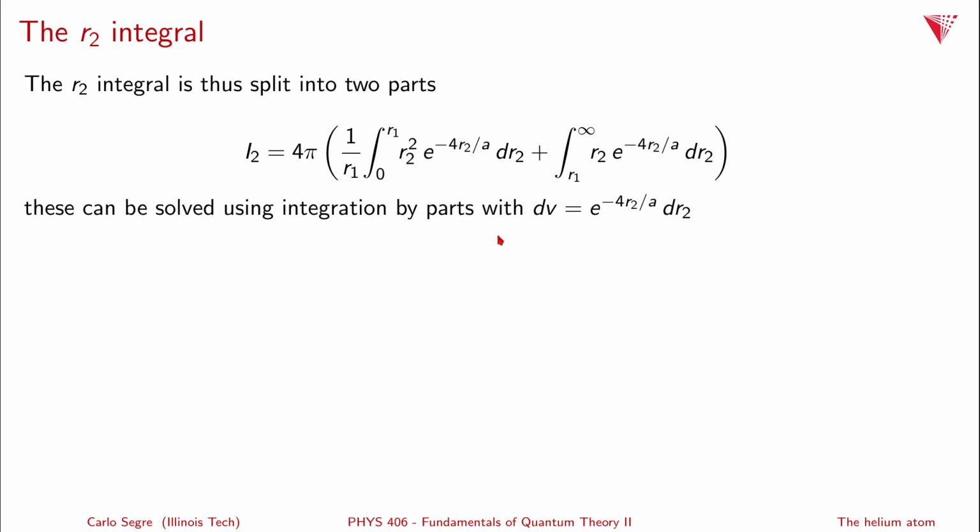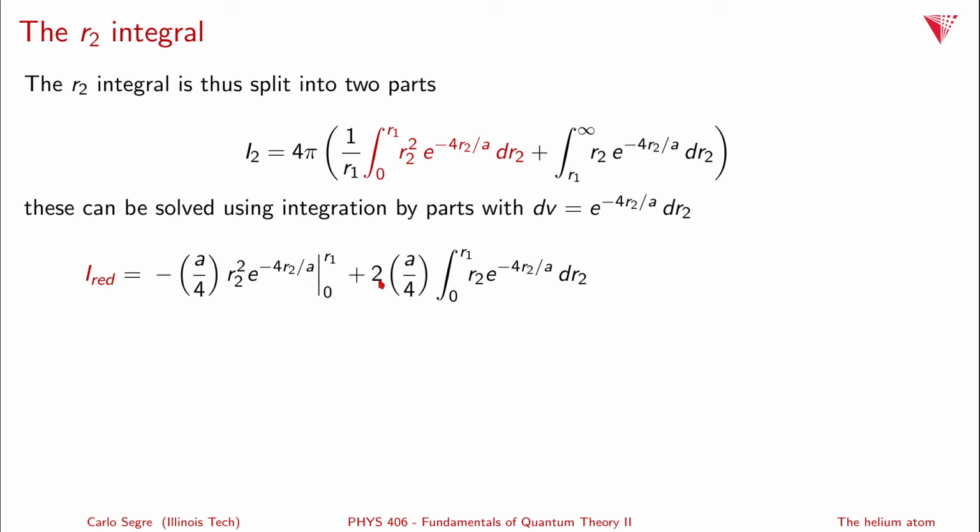You can do integration by parts on this, with dv equal to e to the minus 4r2 over a dr2. And you get that for this first integral, which I'll call the red integral, I get minus a over 4 r2 squared e to the minus 4r2 over a evaluated from 0 to r1, plus 2 times a over 4 times the integral from 0 to r1 of r2 e to the minus 4r2 over a dr2. And I'm going to do this integration by parts one more time.